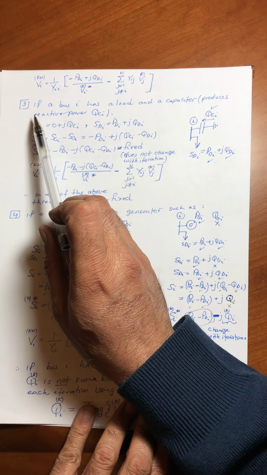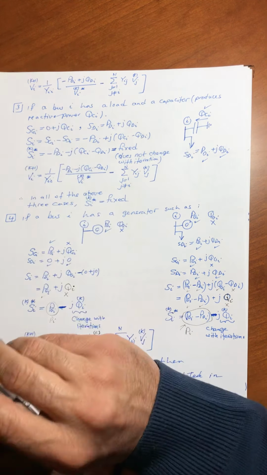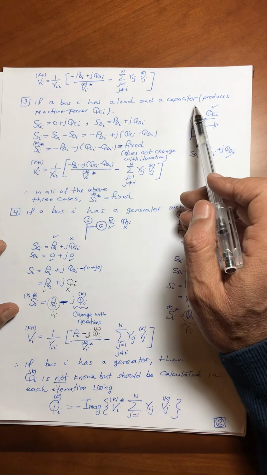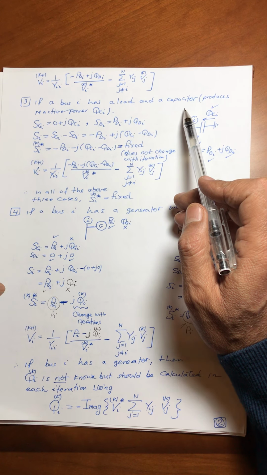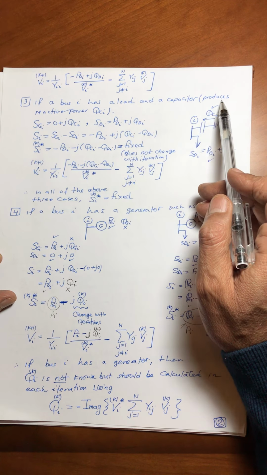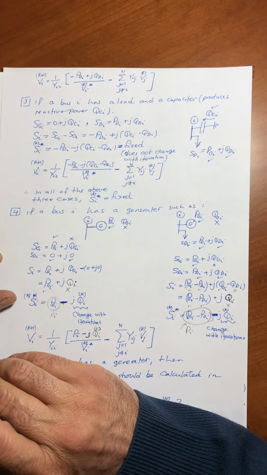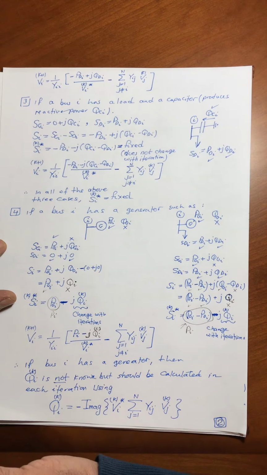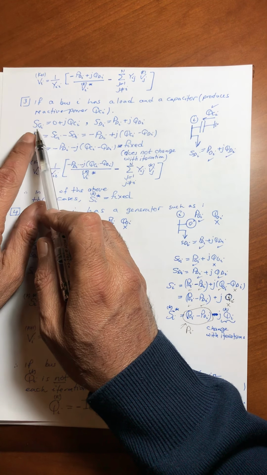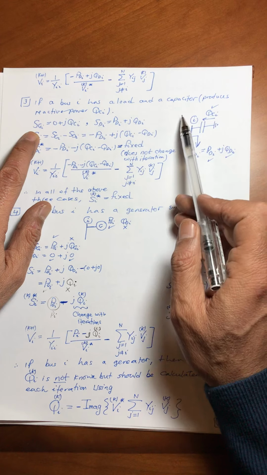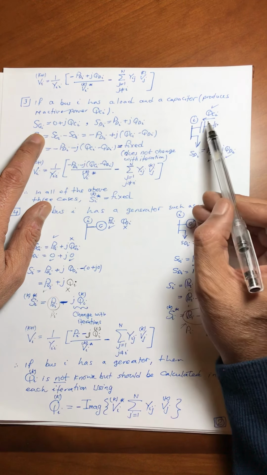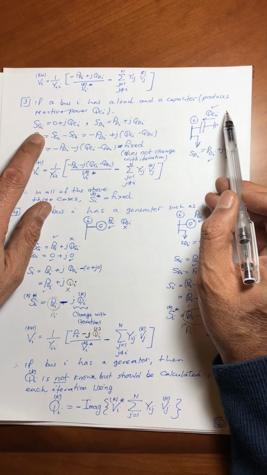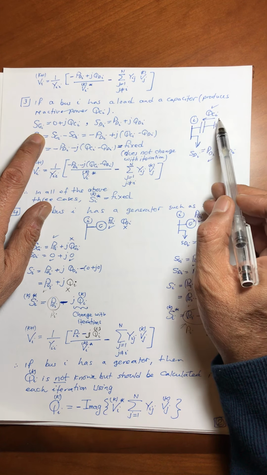For case 3, if a bus i has a load and a capacitor, as you know, capacitor produces reactive power and it produces QCi. In this case, SGen is like this case. SGi, complex power generator, is 0 real power plus jQCi.